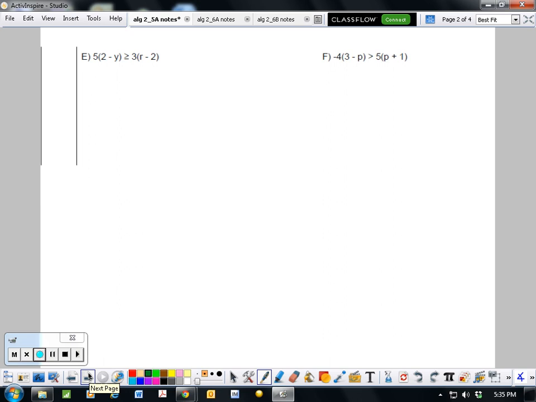Okay, so let's look at our next example, getting a little bit more complicated. Now we have our parentheses. So with our parentheses, we're still distributing. So 5 times 2 gives me 10. 5 times a minus y gives me minus 5y. That is greater than or equal to. Now I distribute over here. And that should be a y. I don't know why that's an r. So this is a 3y, and then 3 times minus 2 is minus 6.